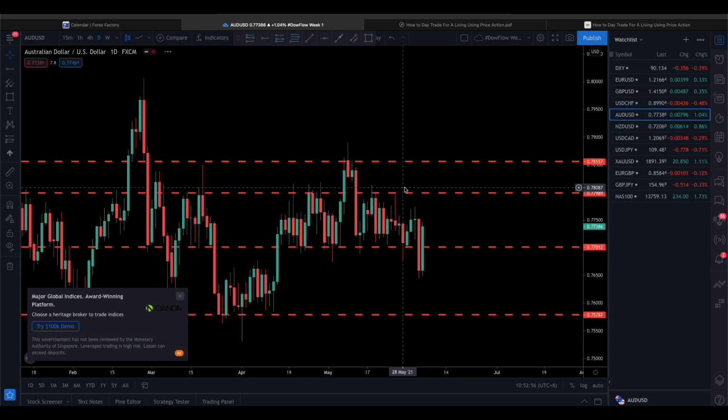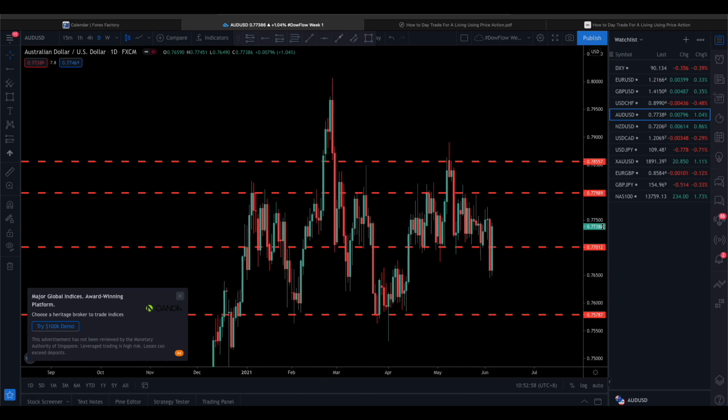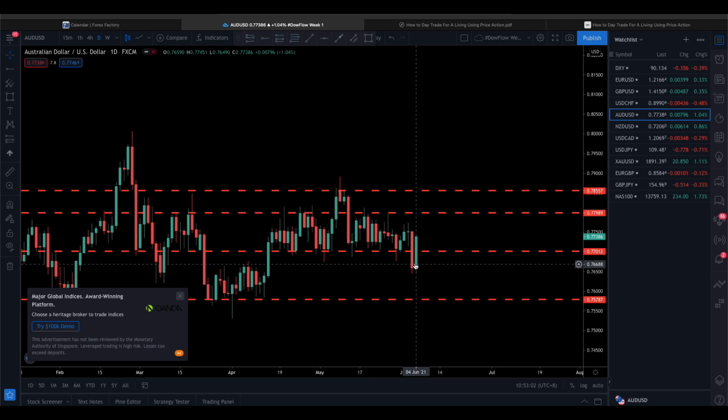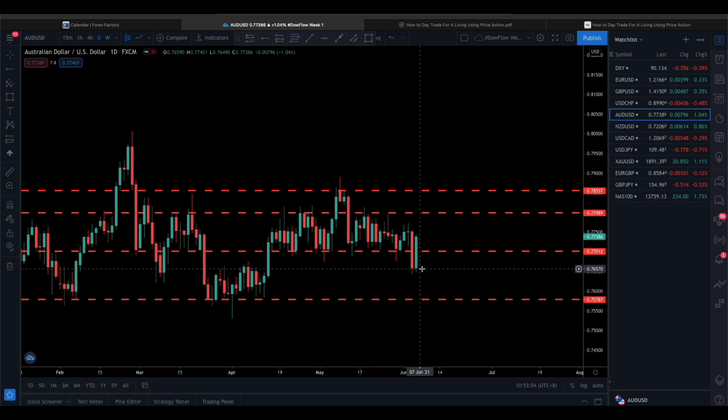Now let's look at Aussie dollar. Now Aussie dollar is another pain in the ass, because what happened was that same pattern. You can see this pattern has been happening a lot on all the currency pairs, right? Price goes one way and then totally reverses. Look at this again.